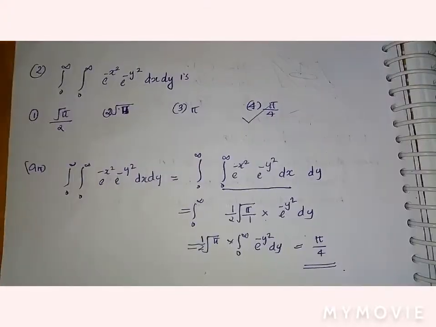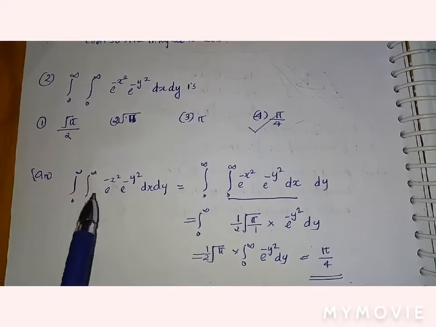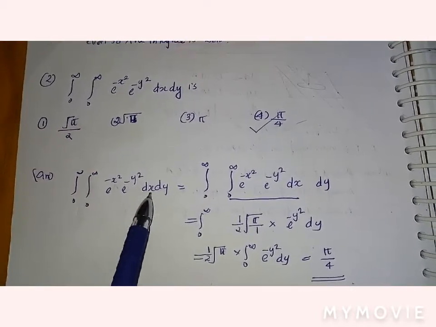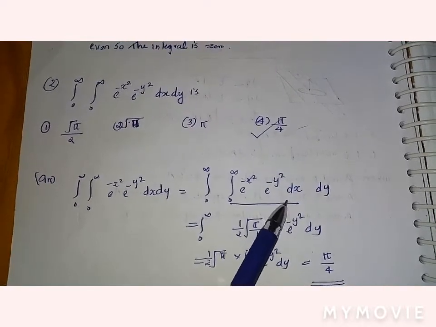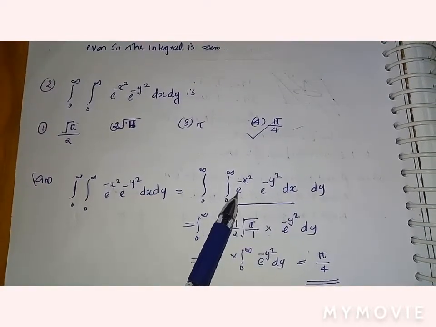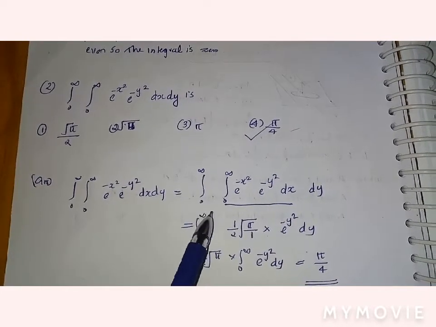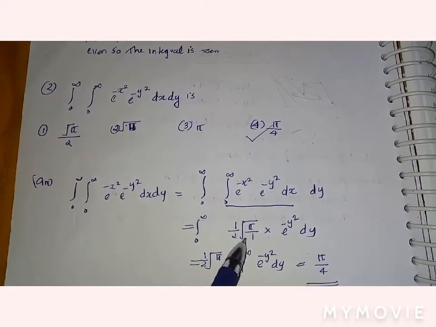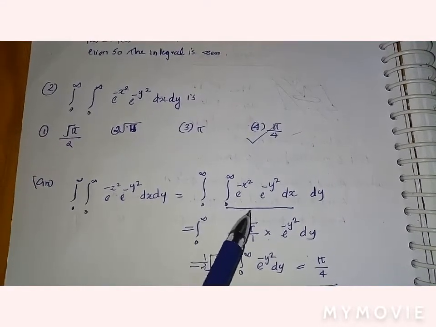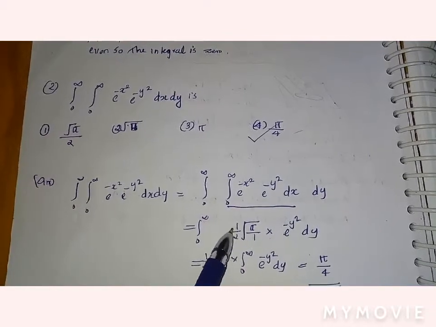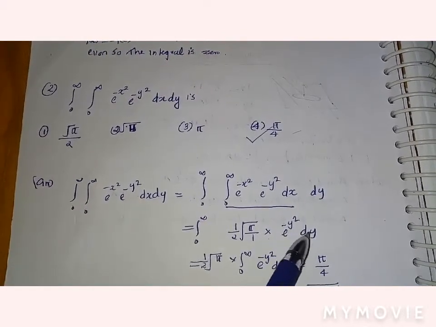Okay. For this question, integral 0 to infinity, integral 0 to infinity, e raised to minus x square, e raised to minus y square dx dy. We first integrate with respect to x. e raised to minus x square is a Gaussian function, integral 0 to infinity, so the answer is 1 by 2 under root pi by a. That is the form of e raised to minus a x square. So here a is 1. So 1 by 2 under root pi by a is 1, into e raised to minus y square dy.